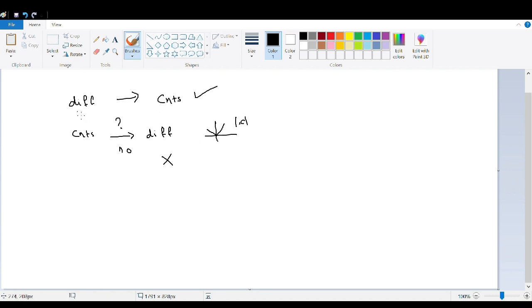So if the function is differentiable, it will be 100% continuous. But if the function is continuous, that doesn't mean this function is differentiable. And the example is y equals the absolute value of x. This function is continuous at 0, but it is not differentiable at 0 because it has a corner.